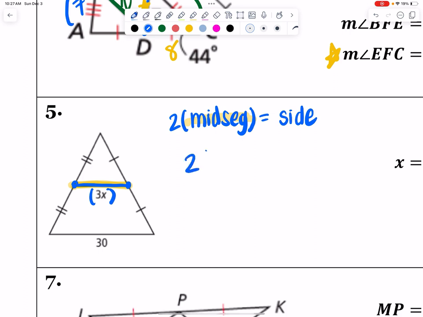I like to put it in parentheses. You'll see why on the next problem, but it just reminds me I'm doubling that whole thing. So if I double 3x, I get 30. And so that'd be 6x equals 30.